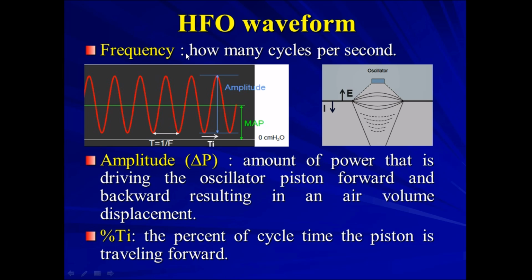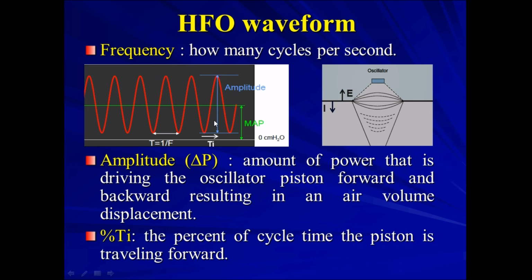So let's talk about the waveform. This is the high frequency waveform. The ventilator, or the oscillator, will oscillate around the MAP. This is the mean airway pressure. The MAP is compared with the 0. So this is, let's say, 35. This is the mean airway pressure. So this is the waveform.